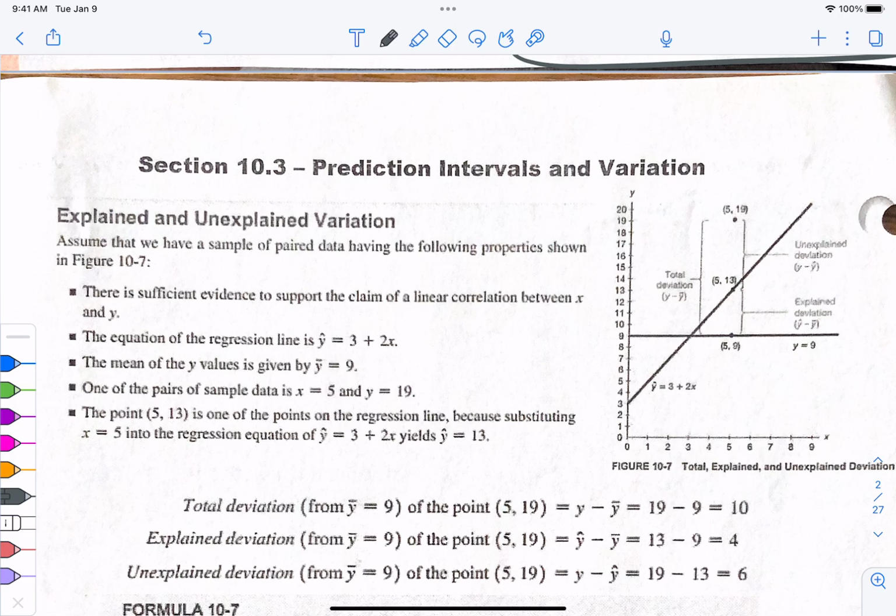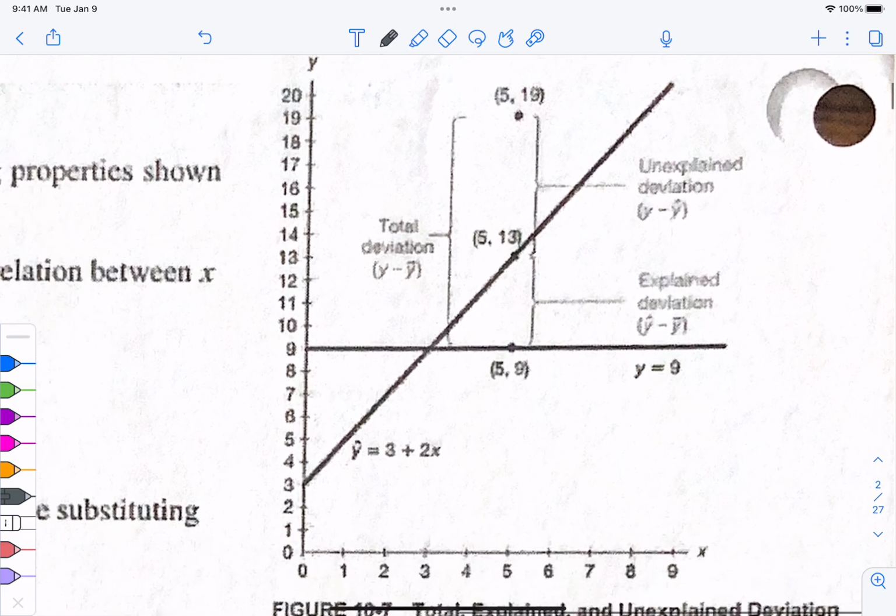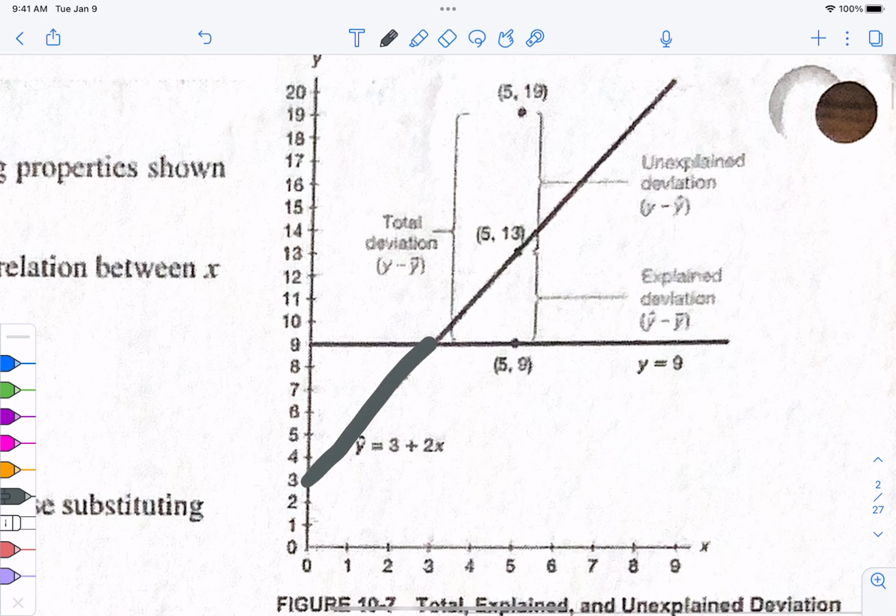All right, here's the deal. Look at this chart right here. This is my regression equation, and I have the dot 5 comma 13 that lives on that line. Do you see where that dot lives right there? Okay, there he is.